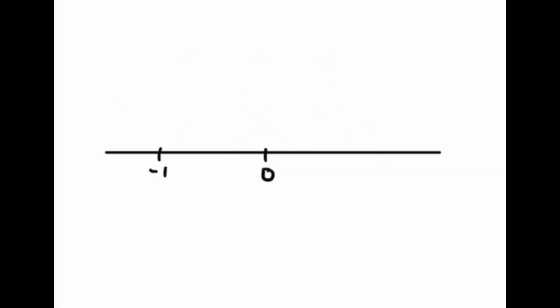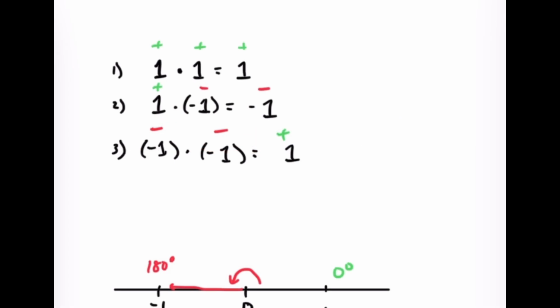Drawn on a number line, we have -1, 0, and 1, as shown, equating +1 to 0 degrees, and then -1 to 180 degrees. The degrees here are the important components that allow us to prove these 3 equations.